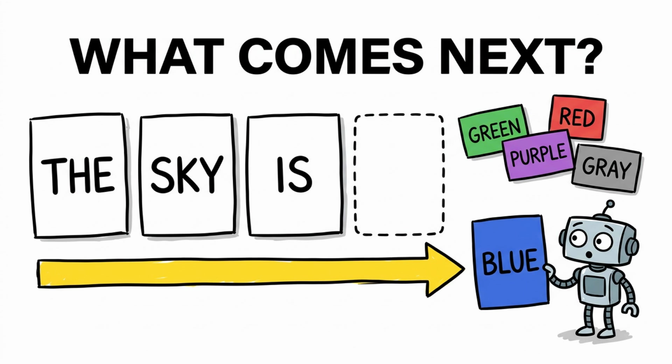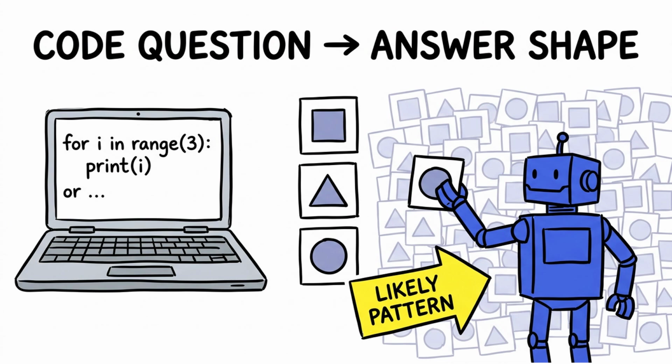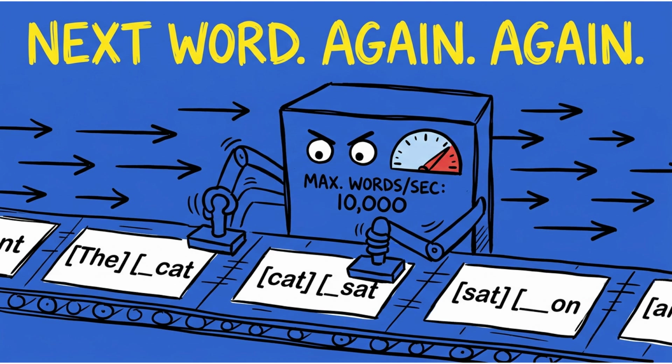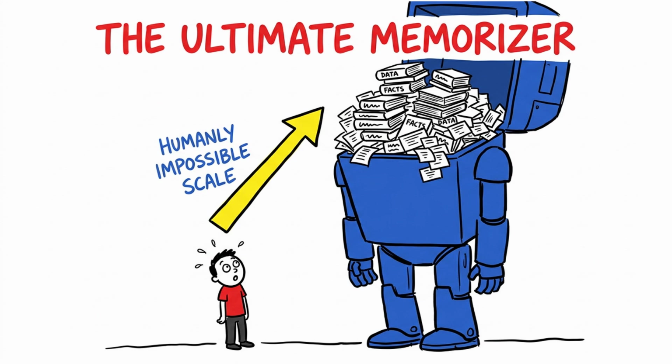It learns that after the words "the sky is," the word "blue" tends to follow. It learns that after a question about Python code, a certain shape of answer tends to follow. It is not reasoning about the sky. It is not reasoning about code. It is predicting the next most likely word over and over, at extraordinary speed. Sound familiar? It's the memorizing student, just at a scale no human could ever match.